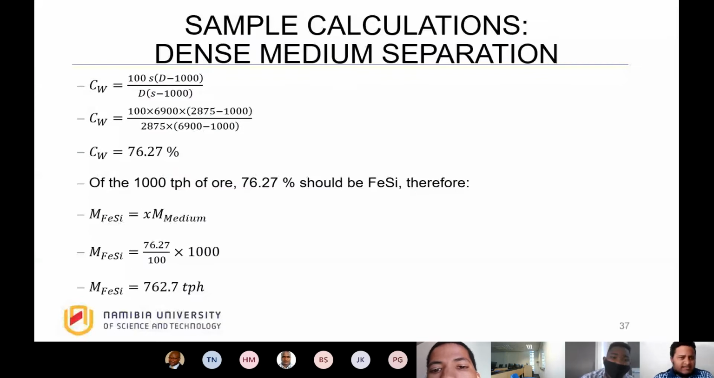Okay, so here we just have basic sample calculations for the calculations made in the dense medium separation stage. As you can see, your percent solids, which I explained, all the parameters earlier. The CW, which is your percent solids of your ferrosilicon, should be 76.27%. Assuming 1,000 tons per hour of ore for all four streams, using that 76.27%, your mass flow rate of your ferrosilicon will be 762.7 tons per hour.